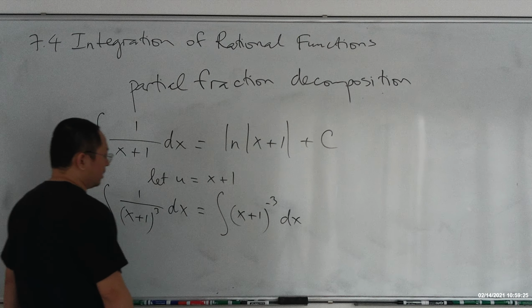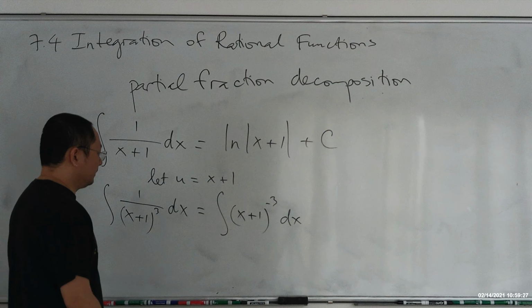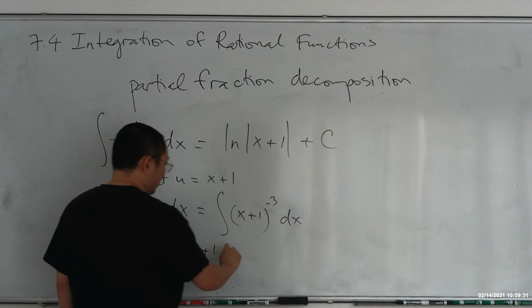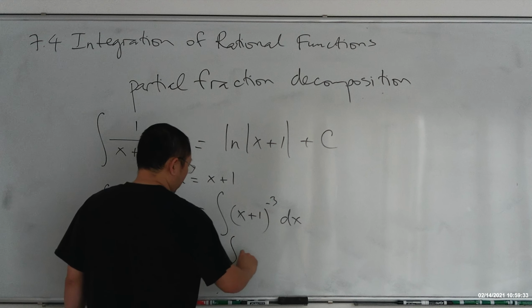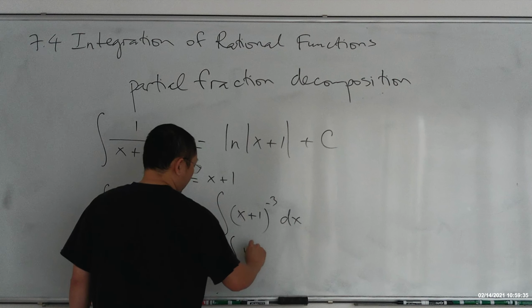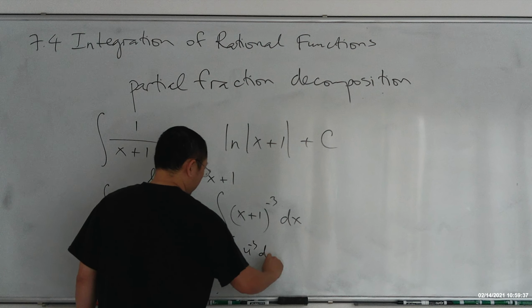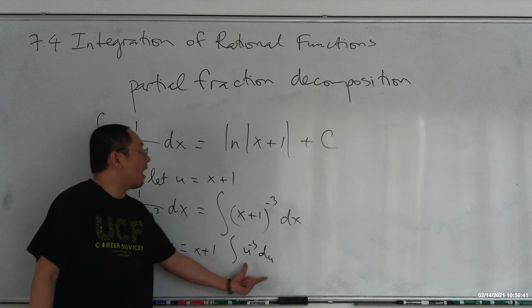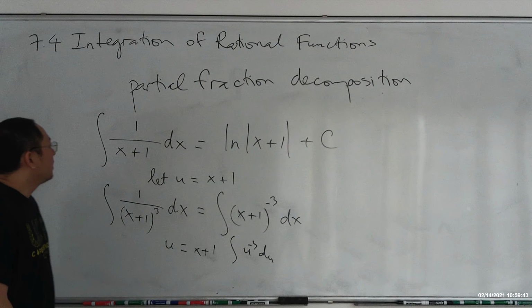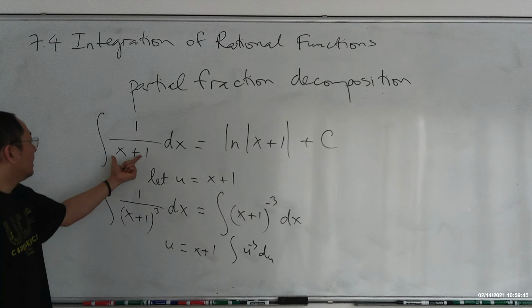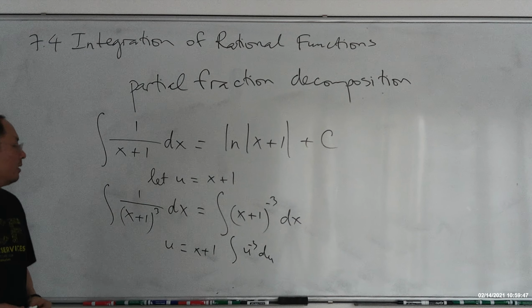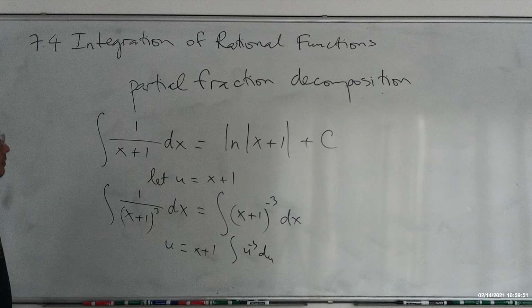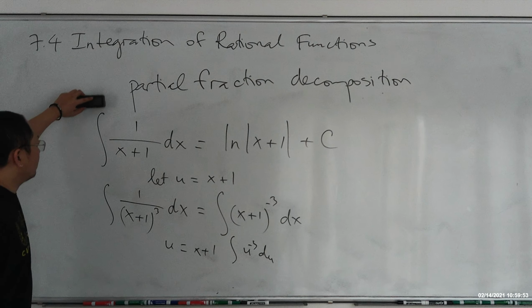Still let u equal 1 plus x, or u equal x plus 1, the same thing. So this is the integral of u to the negative 3 du. And you know how to solve this one, same way, but this is going to use the power rule, while the previous one is going to be the log. So if you have a linear factor in the denominator, it's a piece of cake. Just do a u sub, and you should be able to take care of the problem.